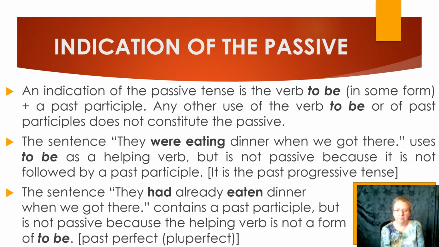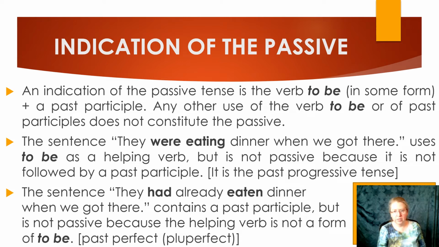Okay, so an indication of the passive tense is obviously when we see that verb to be in one form or another, plus a past participle. Okay, so if you have a sentence where you see the verb to be, or you see a past participle, that does not necessarily mean that you have a passive tense. You would have to have both of those components for it to be the passive tense.